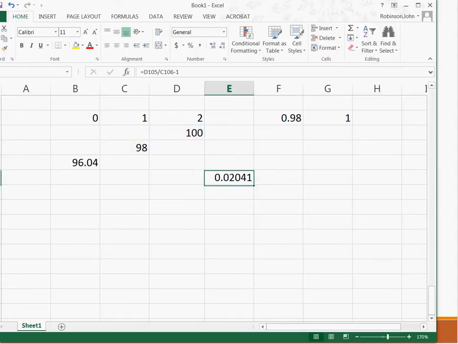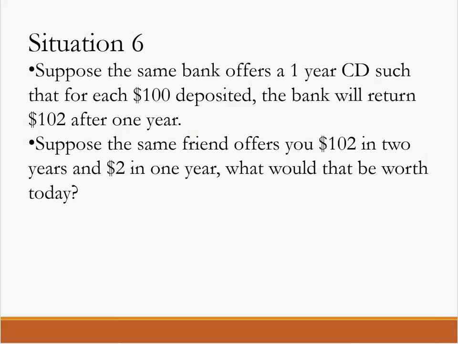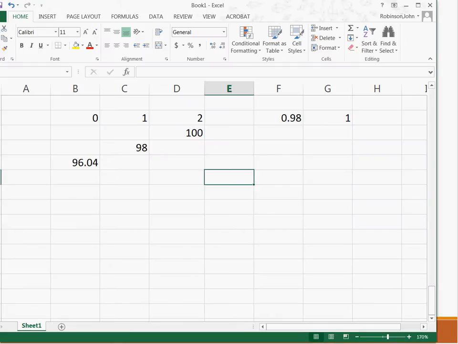If I go in Excel, I do 102 divided by 100, minus 1, you get an even 2%. Okay, so we'll do that. So we're back to Bob. Suppose Bob offers you $102 in 2 years and $2 in 1 year. What would it be worth today?